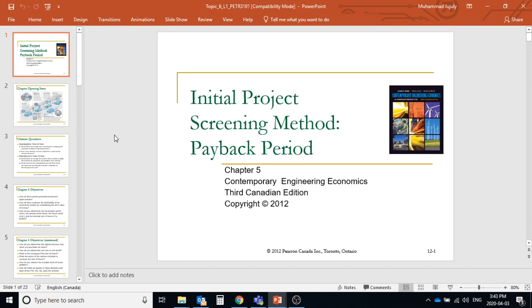And as I said in the email, our final exam will consist of three chapters. Chapter 5, the initial project screening method or payback period. Chapter 8, depreciation and corporate tax, and chapter 15, the project risk and uncertainty.